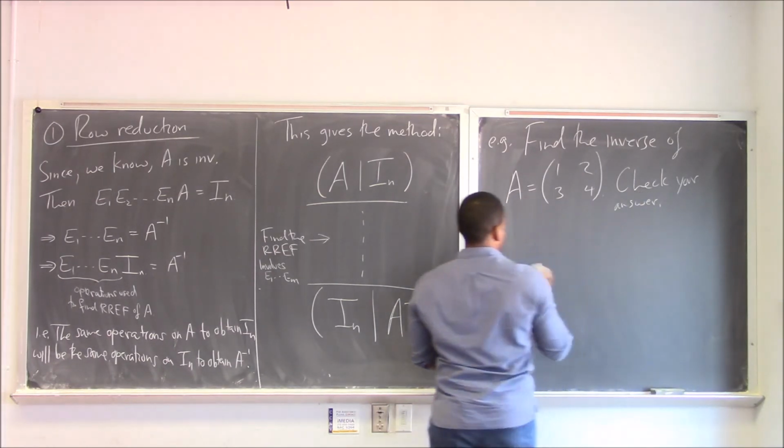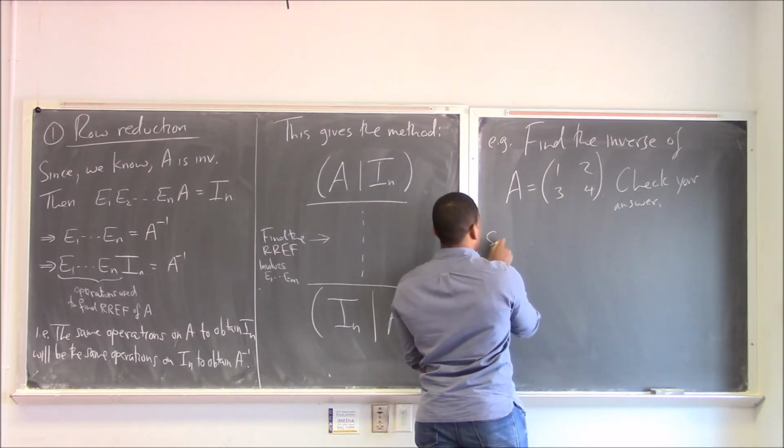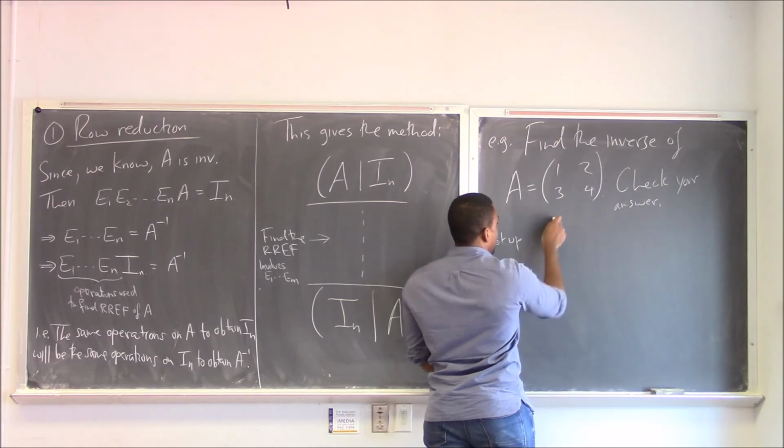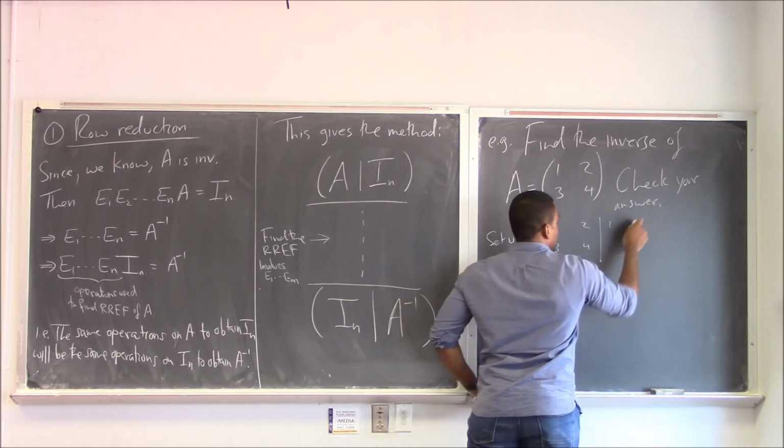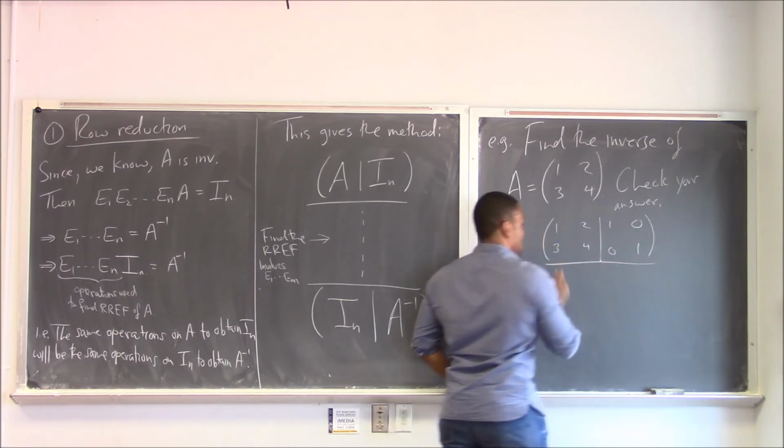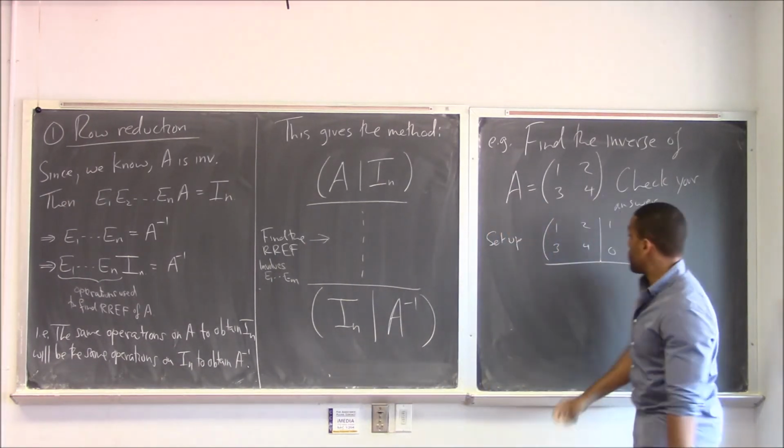So, how do we do it? Well, set up the augmented matrix: 1, 2, 3, 4, augmented with 1, 0, 0, 1. And we're going to find the reduced echelon form.